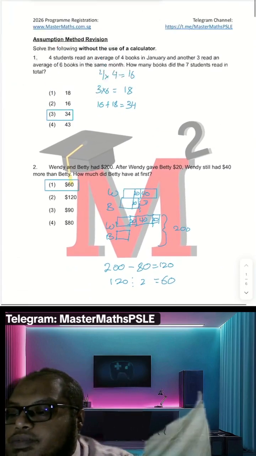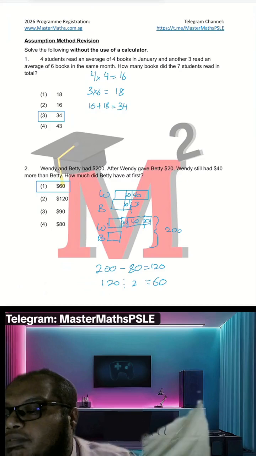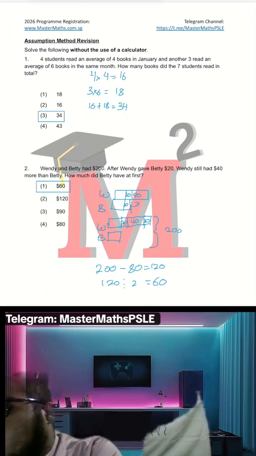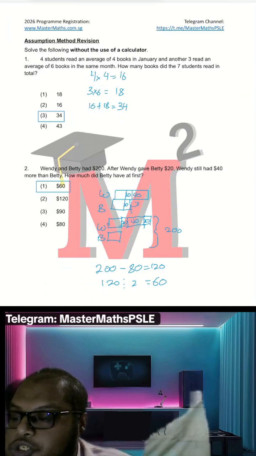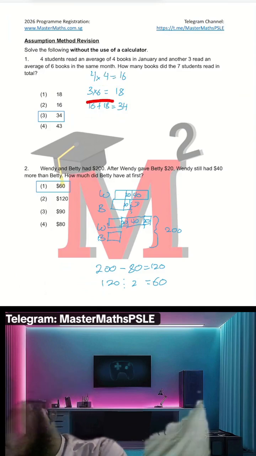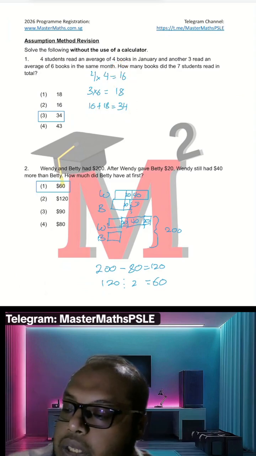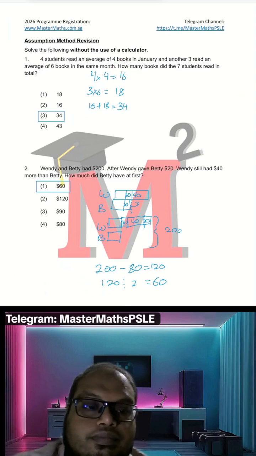Okay, last question for today. Again, another average question. We got average of 4 students read 4 books. So 4 times 4 is 16. And then average of 3 is 6. So 3 times 6, 18. So I add this together, I got 34 because they're asking for the total of the 7 students. Okay?